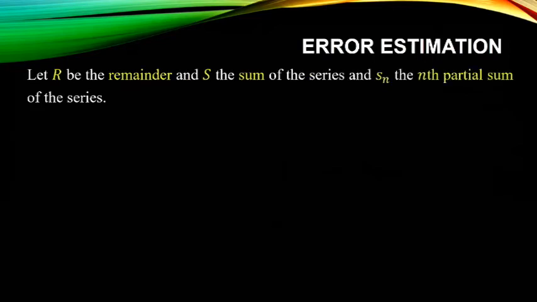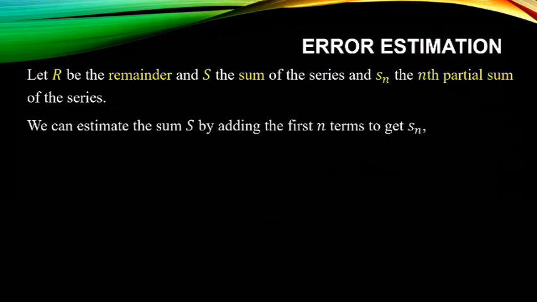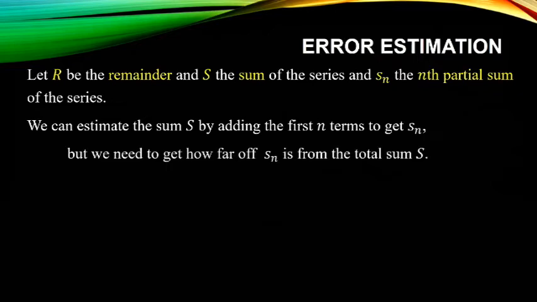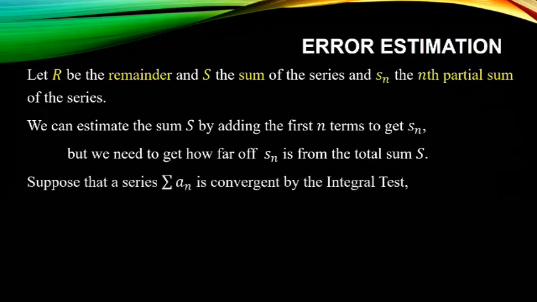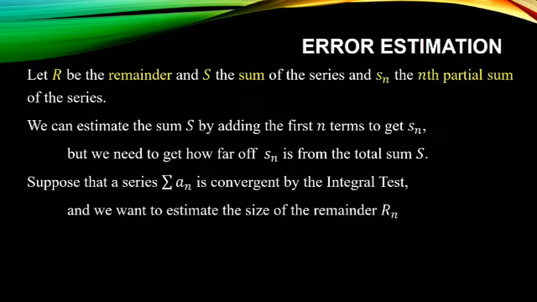So we can use the integral test in error estimation. Let R be the remainder, S be the sum of the series, and S sub n the partial sum of the series. So we can estimate the sum S by adding the first n terms to get the partial sum S sub n. But we need to know how far off the partial sum S sub n is from the total sum S. Suppose that a series a sub n is convergent by the integral test, and we want to estimate the size of the remainder R sub n.